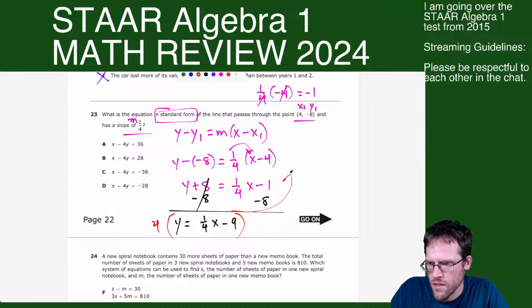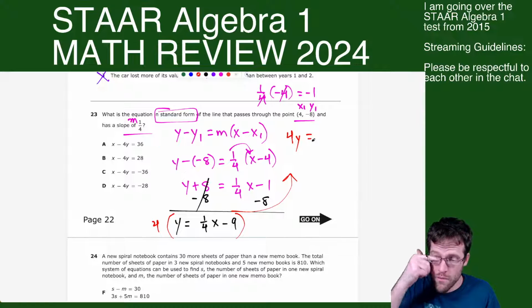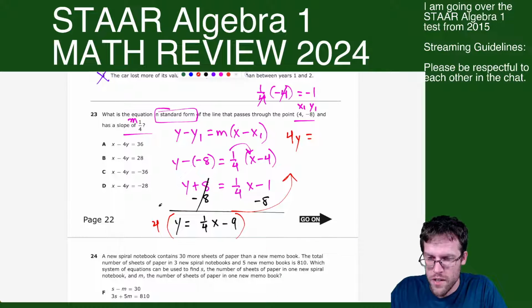And let's see where this sends us. 4 times y is 4y. So I get 4y equals. And if I do 4 times 1/4, so sorry, just all of a sudden I have an itchy eye. All right, so 4 times 1/4 x is 1x, because 4 times a fourth is equal to 1. And then I have 4 times -9 is -36.